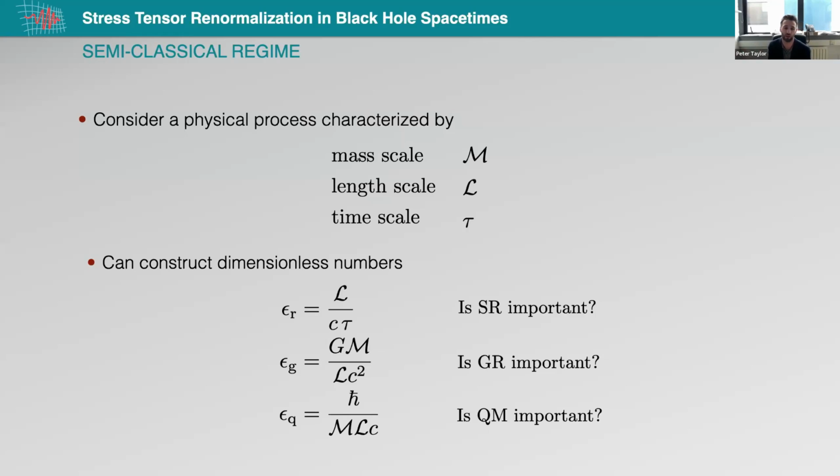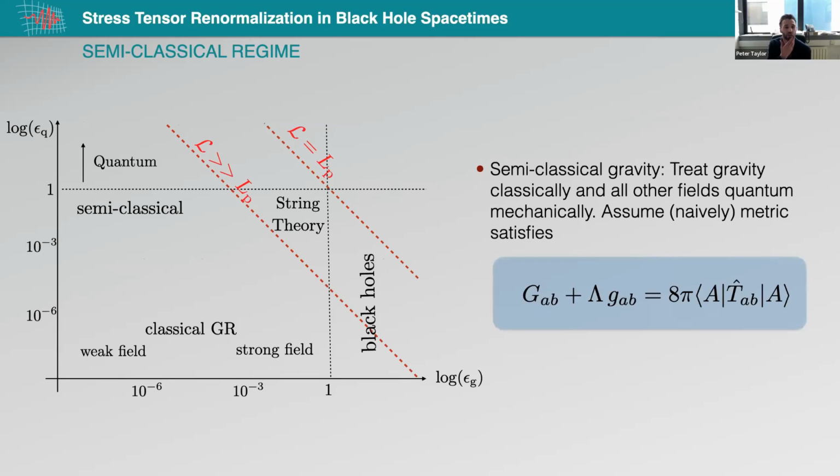We can plot on a log scale these two dimensionless quantities, epsilon g and epsilon q, to examine the parameter space and the regimes of validity for the physical processes we're interested in. That's what this plot is showing. Any constant length scale script L, which is the length scale of the physical process, will be a straight line in this log plot with a slope of -1. This is the Planck length, for example, and this is some other length scale that's much larger than the Planck length, running along this line.